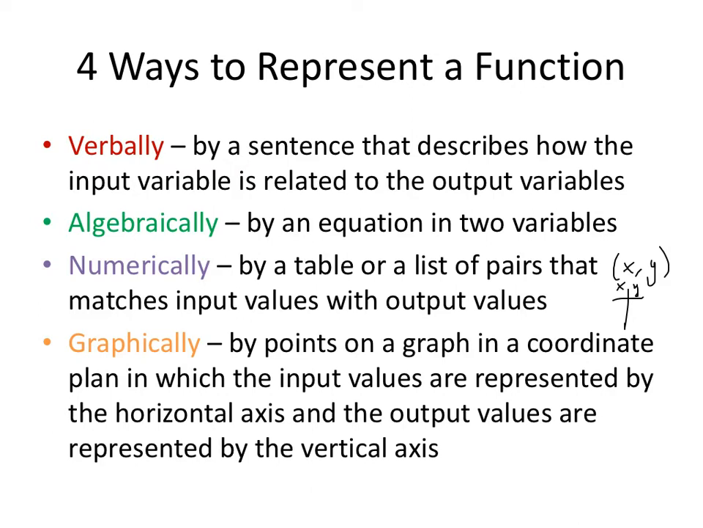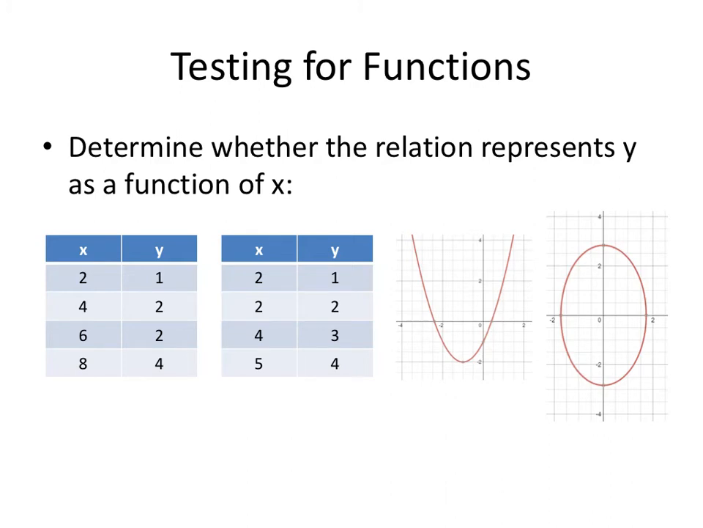And then, of course, graphically, which is by points, taking our numeric values and putting them in a coordinate plane, in which the input values are represented by the horizontal axis and the output values are represented by the vertical axis. So, when we're testing for functions, we need to determine whether the relationship represents y as a function of x. Now, in our case, we define functions as A and B. In this case, B is our y and A is our x. So remember, we had every element in A going to an element in B, and we would have said that B was a function of A. Now, an element in A can't go to two different elements in B, or it's not a function, okay?